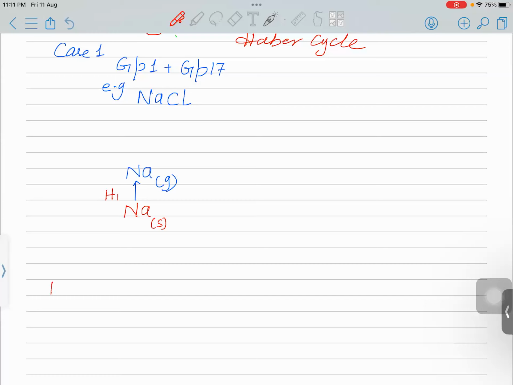Yes, Alia, what is H1? So decomposition. No. Solid converts into gas. Gaseous atom. Atomization. This is atomization of sodium. H1 is atomization of sodium.